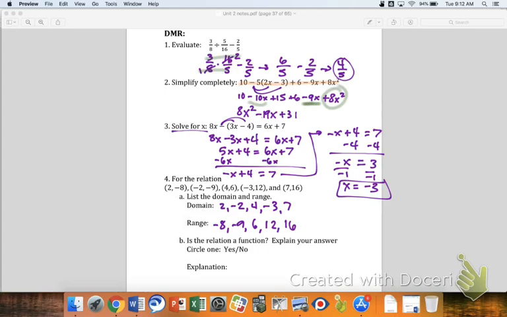Is this relation a function? Yeah. It is a function. I agree. Yes, it is. Anybody want to offer up an explanation as to why? Each input is one output. Yeah, each input has exactly one output. That would be a pretty good explanation. Again, any questions on 4?